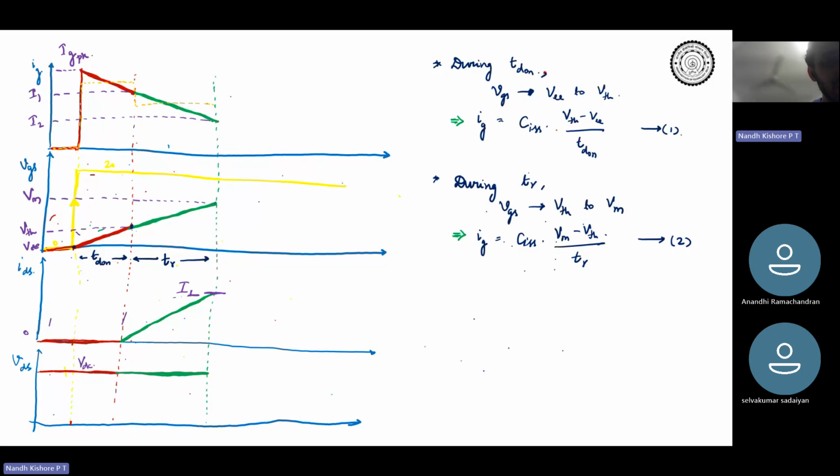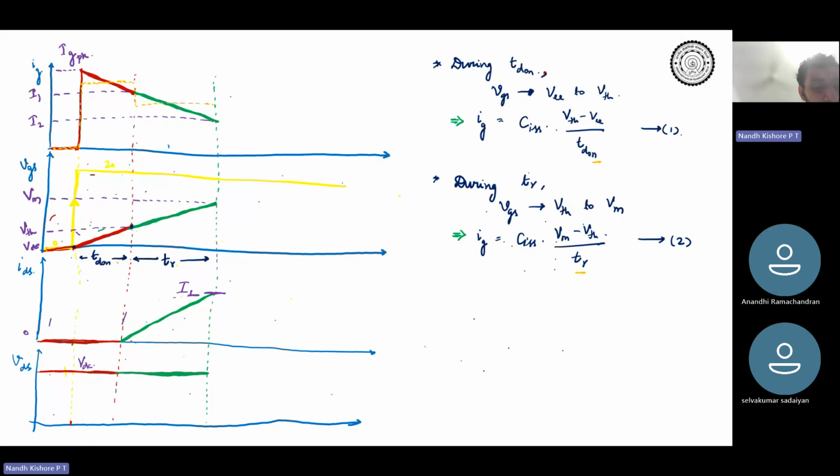This is just the average current. The average current is this. Okay. Are you understanding? Yes, sir. Okay. So now from this equation, we can get what is TD on, what is TR.